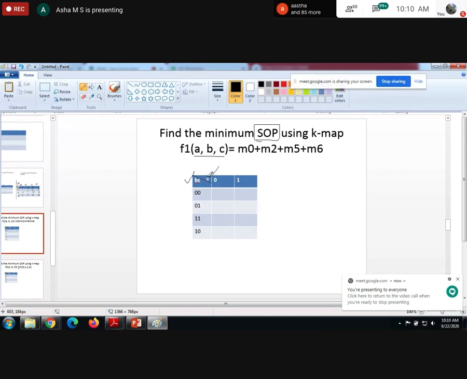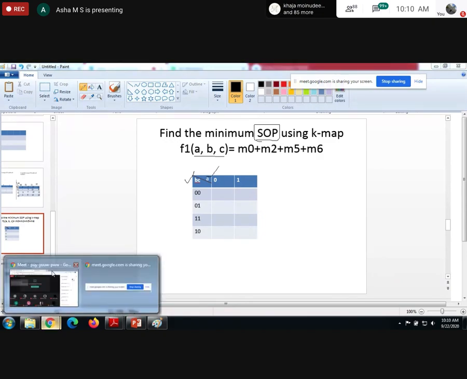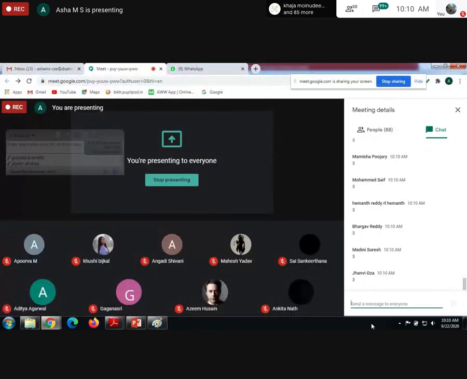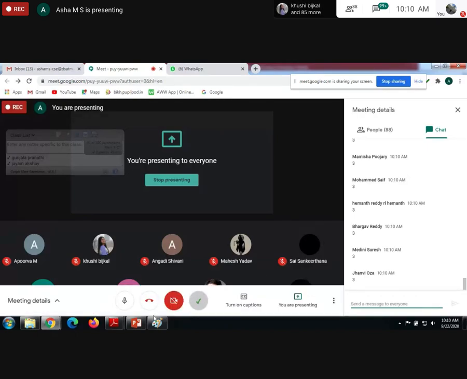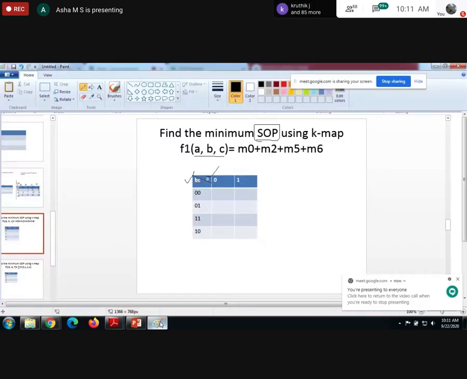What are the possible values of A? 0, 1. So here I have 2 variables. The possible values are 00, 01, 11, 10. Correct, right? What is the next step once you plot the K-map? Write down the K-map for the 3 variables and write down the decimal numbers in the cells.